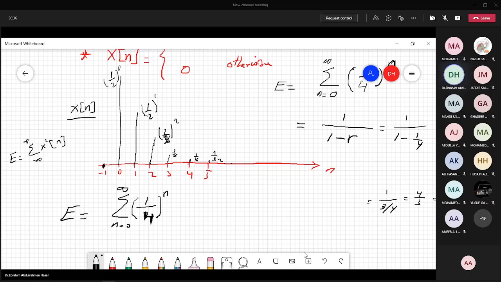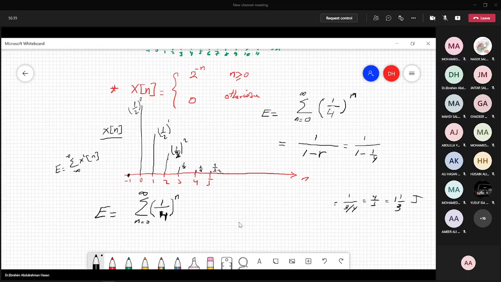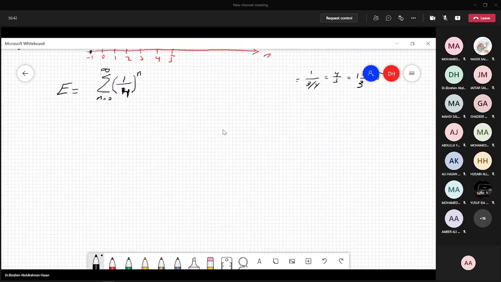Okay, this way I will put for you homework 2, or tutorial number 2 actually, so you can solve it. We finished the energy, we finished the power, we finished effective value, average value, periodicity, and instantaneous value.